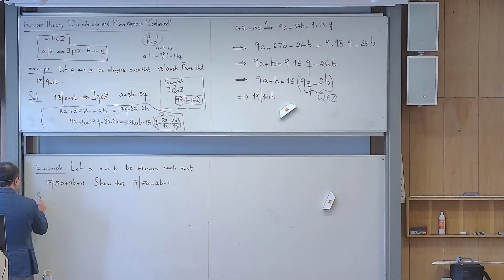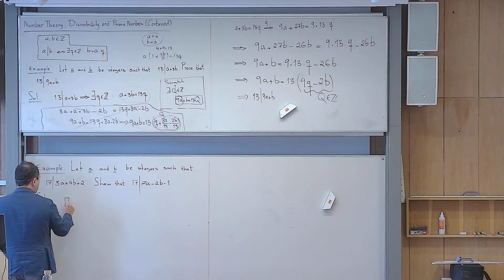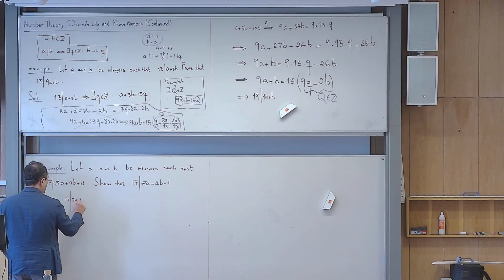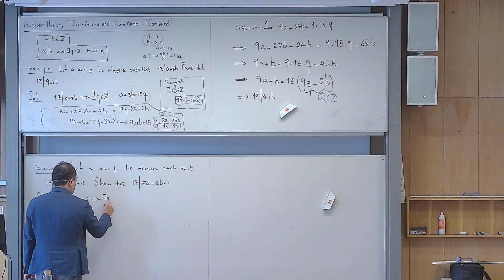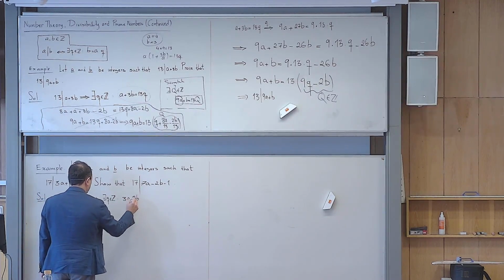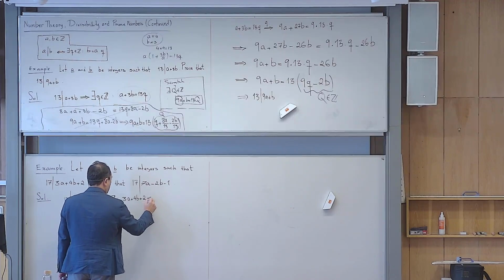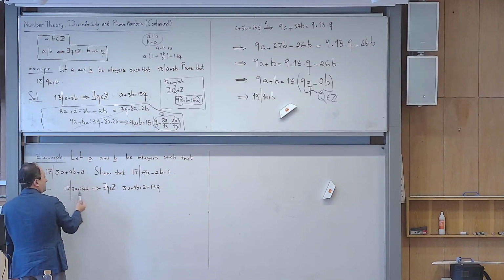So let me write the solution. How do you write the starting part? You say, okay, this is guaranteed. You are telling me that 17 divides 3A plus 4B plus 2. Then according to the definition, I can conclude that there exists a Q in Z such that the right-hand side number, 3A plus 4B plus 2, is this number on the left multiplied by that Q. So this is the translation of the first sentence in mathematical symbols.